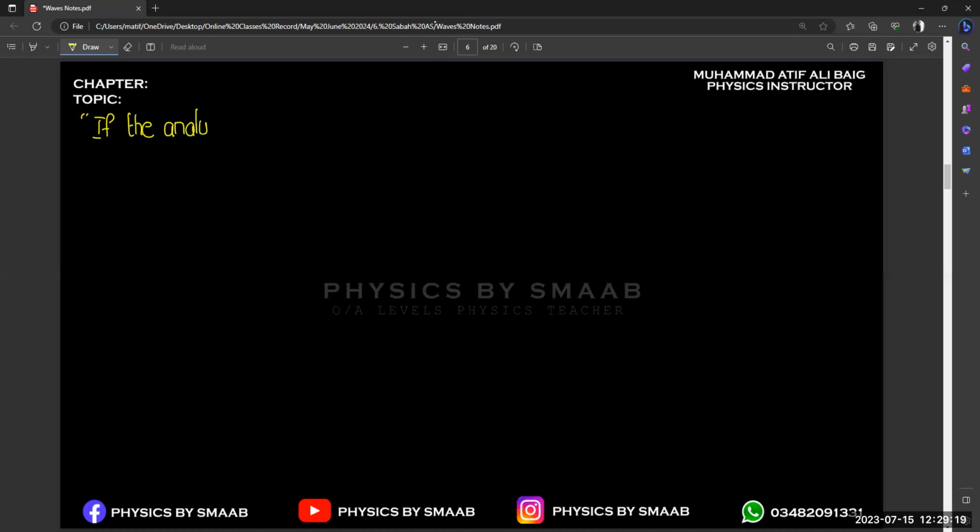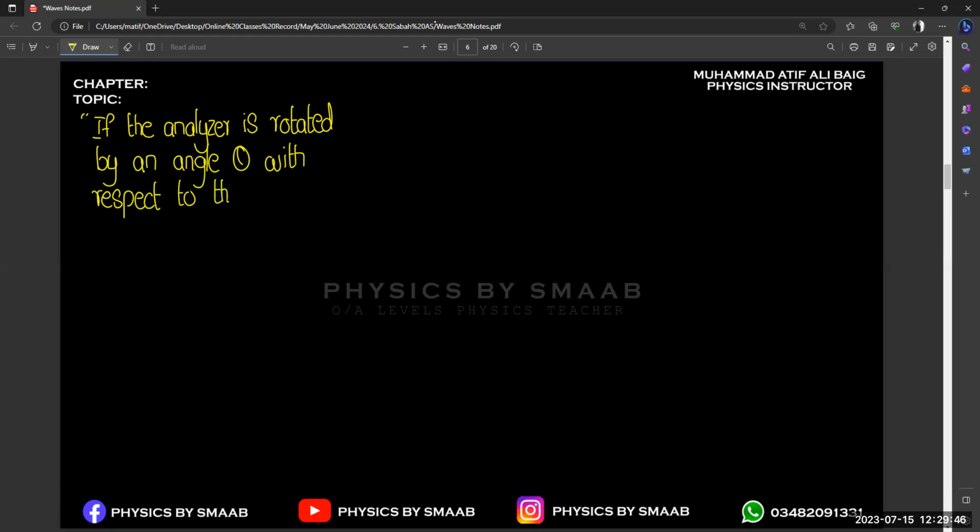If the analyzer is rotated by any angle theta with respect to the polarization, the intensity of light, it's going to be the formula with the cos. Yes, that cos theta.